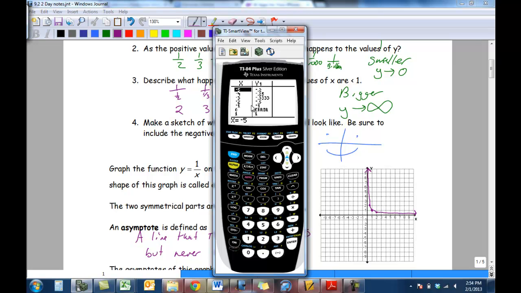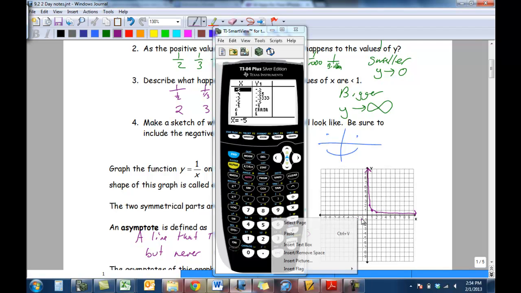Now, if you go down to -1, there's 1, -1, 1. So we can plot that point. -1, 1, or excuse me, -1, -1. -2.5, and then -3 and -1/3. So you can kind of see what's going on in here too. This is doing the exact same shape, only in quadrant 3.